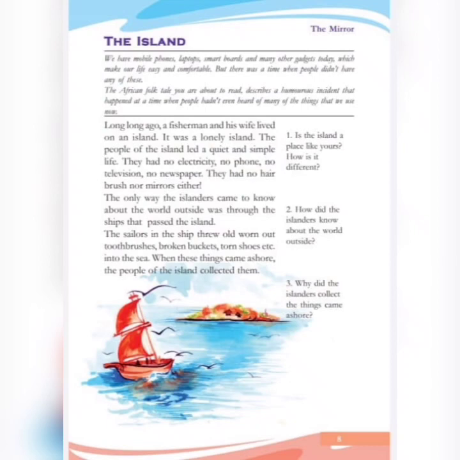Now, we can go to the next section of this unit, that is the island. What do you mean by island? Have you heard about it? Island means a piece of land surrounded by water. Have you heard about Lakshadweep? It's an island. Look, dears, today we have mobile phones, laptops, smart boards, and many other gadgets. We are very comfortable with that. Our life is also so happy. We are in the middle of all these opportunities, isn't it?